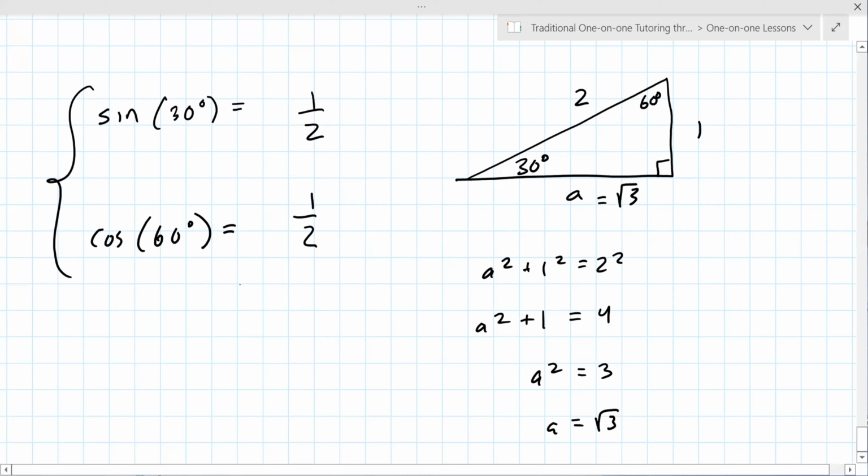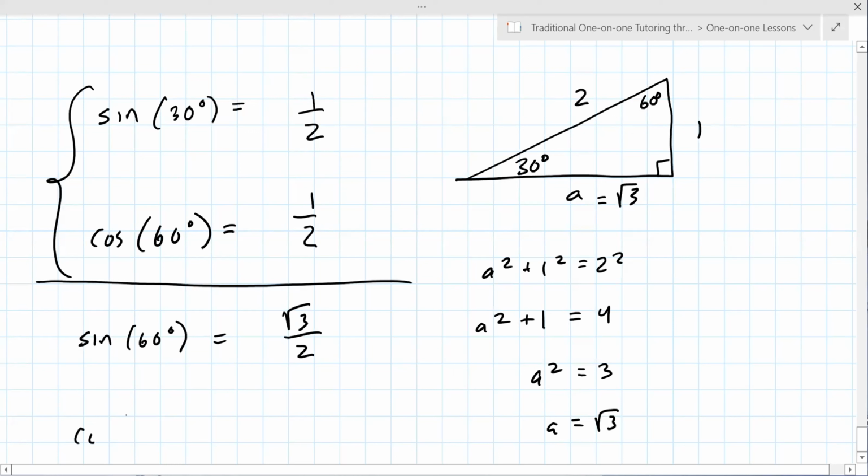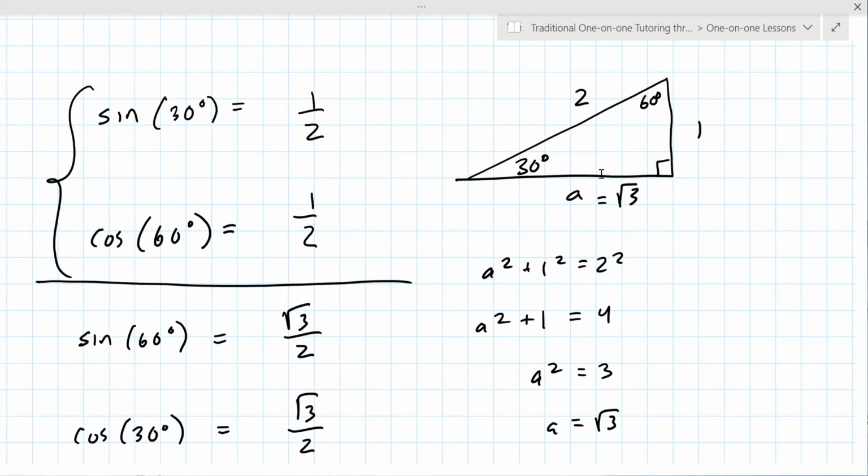So we'll do this again here. Let's go with the sine of 60 degrees. What is the sine of 60 degrees? The sine of 60 degrees is √3/2. Very good. So the cosine of 30 degrees should also be √3/2. Is that the case? Is the cosine of 30 degrees √3/2? Yes, it is. So notice these again are the same.